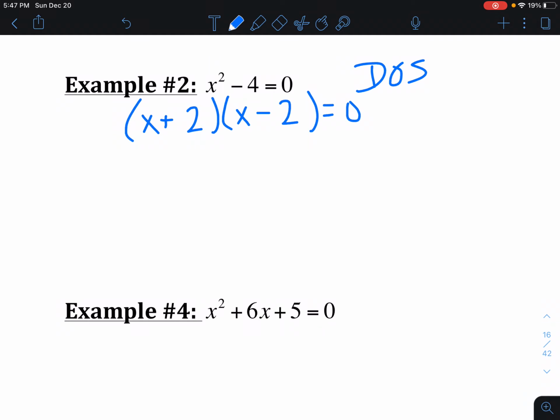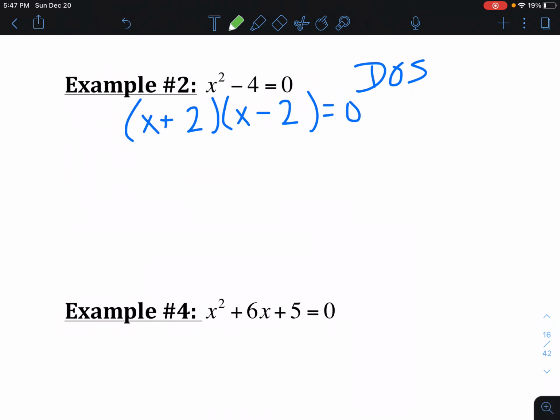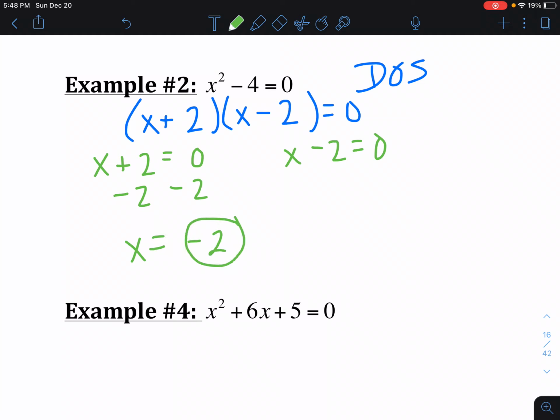So now go to step 3. We are going to set up each factor equal to 0. And then we are going to solve each of these. Obviously, you'd subtract 2 to get -2. And the second, you'd add 2 to get 2. And then that's done.